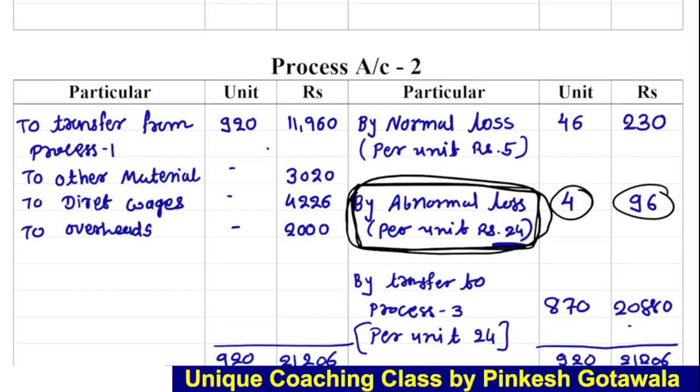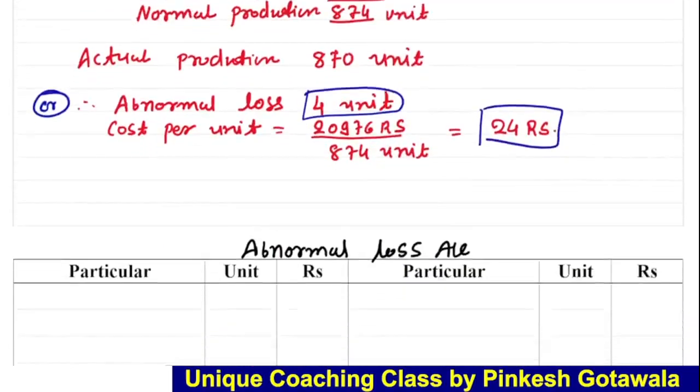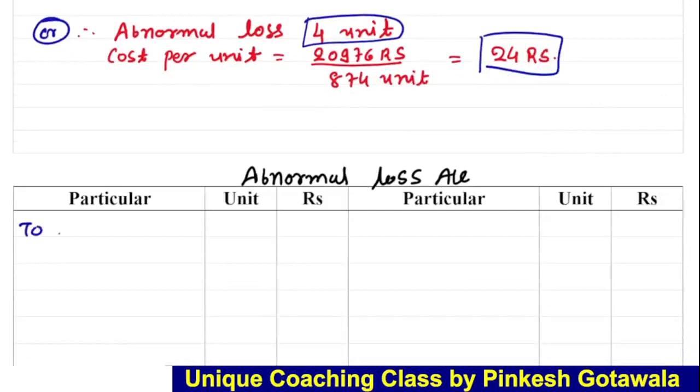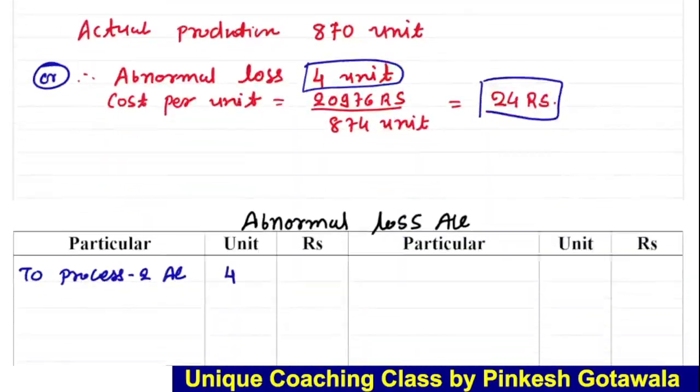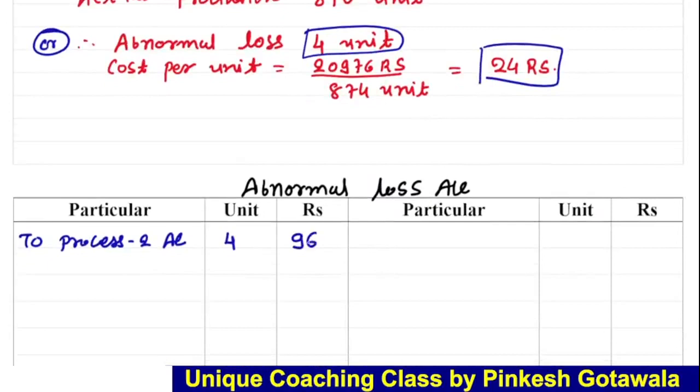Debit side. Just give this cross effect. So 4 units at the rate of 96. Just give this cross effect to the loss account. Here we should write only the process name, process 2 account, 4 units and the 96 rupees. That's it. Clear the first effect?